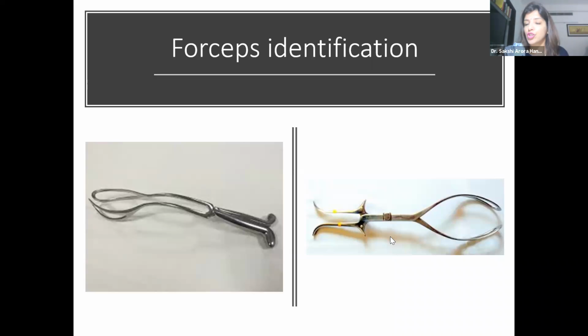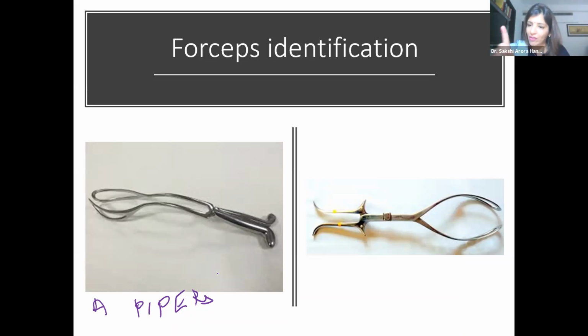So how are you going to differentiate between these 2 forceps? Image A is a Piper forceps. Normally when you look at a forceps, you will get a curve which is inside, the cephalic curve, and a curve which is outside. This outside curve is the pelvic curve, right? So the one which comes inside is the cephalic curve, and the curve which comes outside is the pelvic curve.